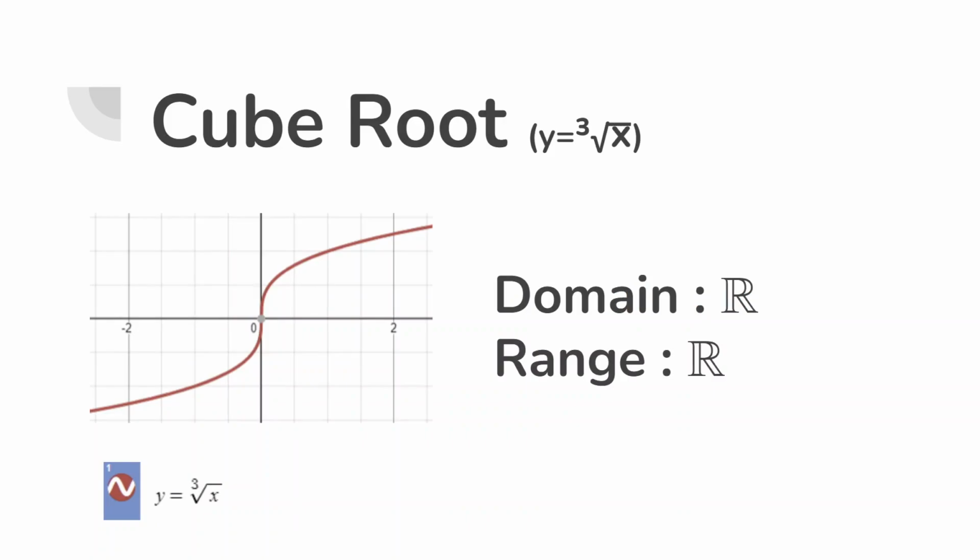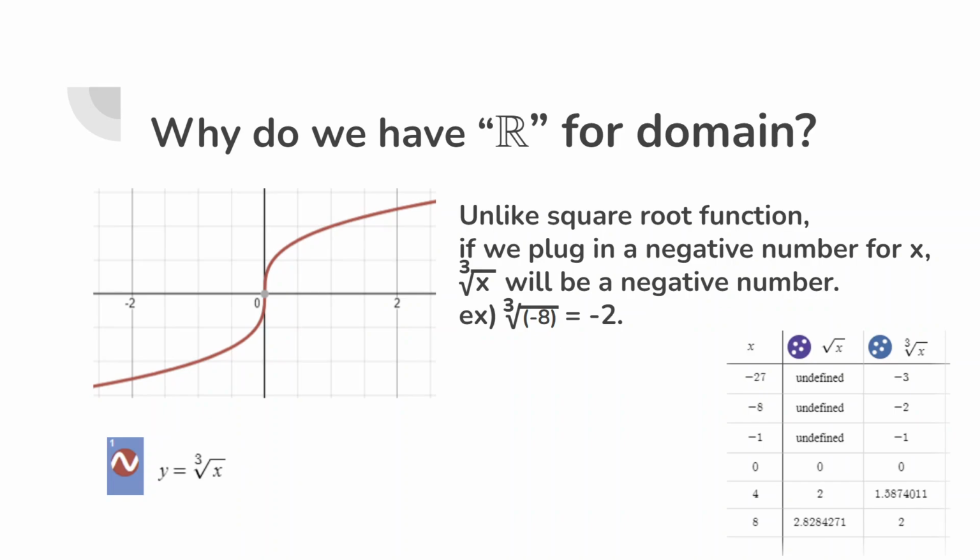Now we have cube root, and its parent function is y equals cube root of x. Its domain and range are both all real numbers. Why do we have all real numbers for a domain? Unlike the square root function, if we plug in a negative number for x, then cube root of x will be a negative number. For example, if we plug in negative 8 for x, then cube root of negative 8 is going to be negative 2.